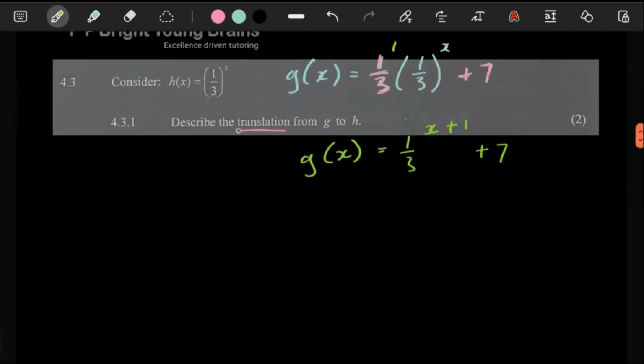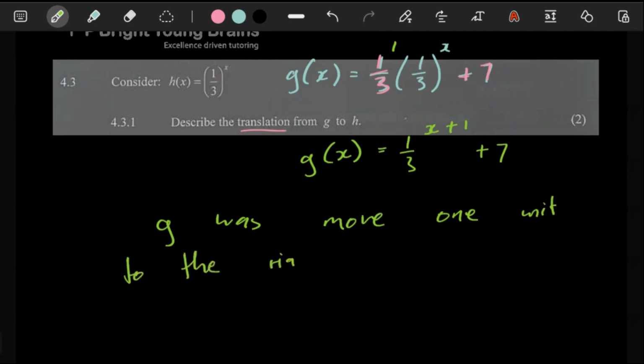So here, describe the translation. So we can just say g was moved 1 unit, from x plus 1, right? Here we have to minus 1. Oh yeah, so it's actually a movement of 1 unit to the right, because here we have to minus a 1 for you to end up with just x. So g was moved 1 unit to the right, and then since this is a plus 7, for you to get a 0, you have to move it 7 units down.